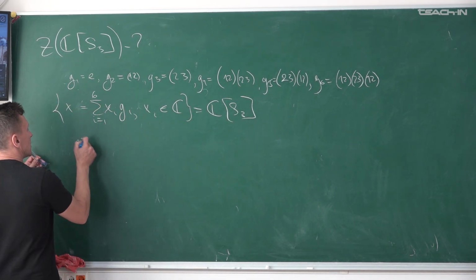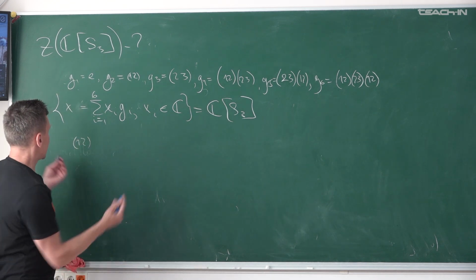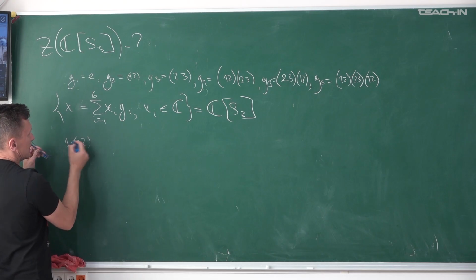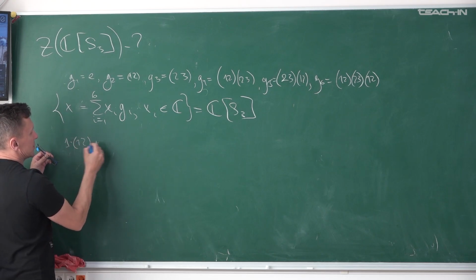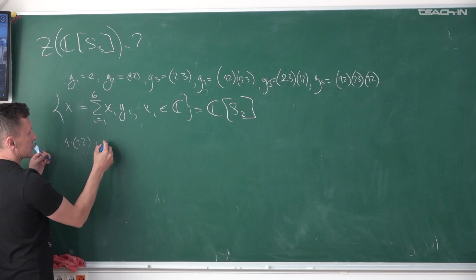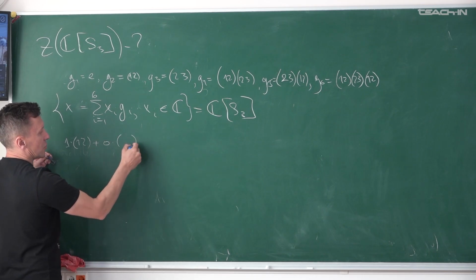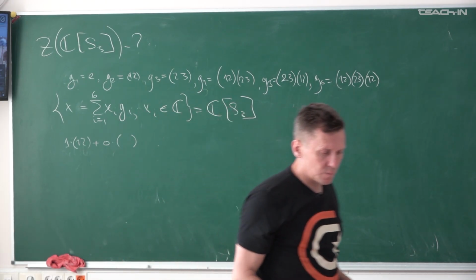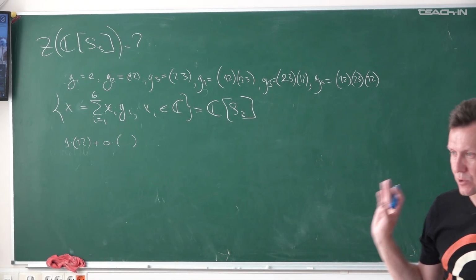For example, the element (1 2) is an element of this algebra, because it could be considered as 1 multiplied by (1 2) and 0 multiplied by all other elements. So this is not central. This element is not central.